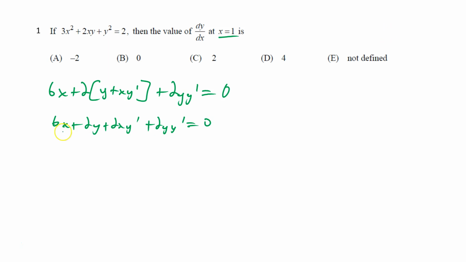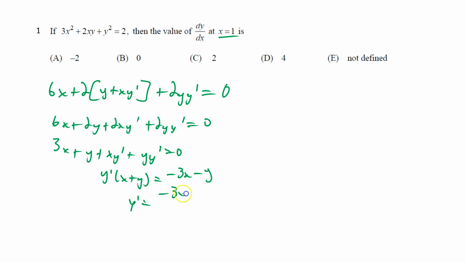Looks like we make our lives a little easier by dividing both sides by 2. So we have 3x plus y plus x y prime plus y prime equals 0. So now we get the y primes together. We got y prime times (x plus 1)... actually y prime times (x plus y). Let's move everything else to the other side, so we'll have negative 3x minus y. Now we divide, so y prime is negative 3x minus y over x plus y.